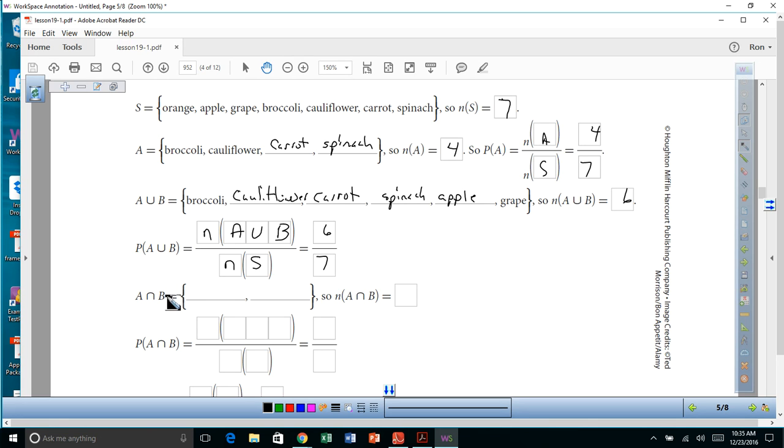A intersection B would be broccoli, spinach. That's what's in both. So the number of A intersection B would be 2. So you have the number of A intersection B divided by the number in the sample space. That's going to be 2 over 7.